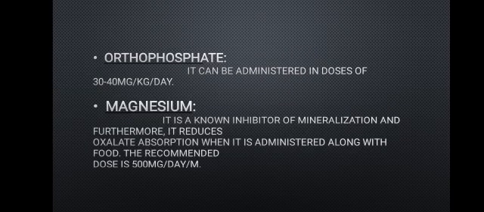The next crystallization inhibitor is orthophosphate. It can be administered in doses of 30 to 40 milligrams per kg per day. Magnesium is also a crystallization inhibitor. It is a known inhibitor of mineralization, and furthermore it reduces oxalate absorption when it is administered along with food. The recommended dose is 500 milligrams per day.